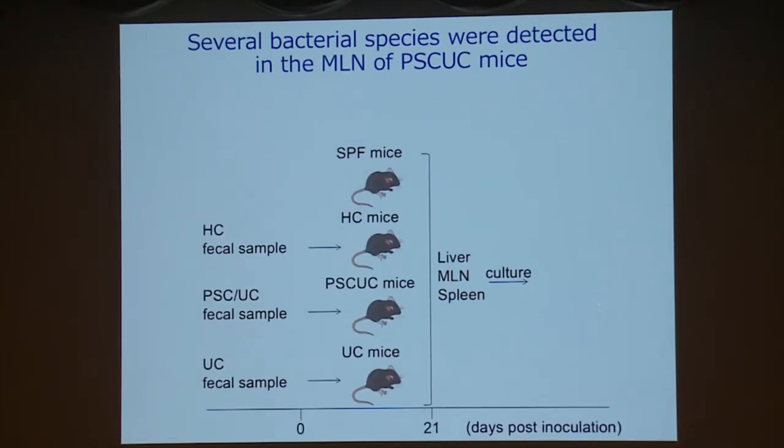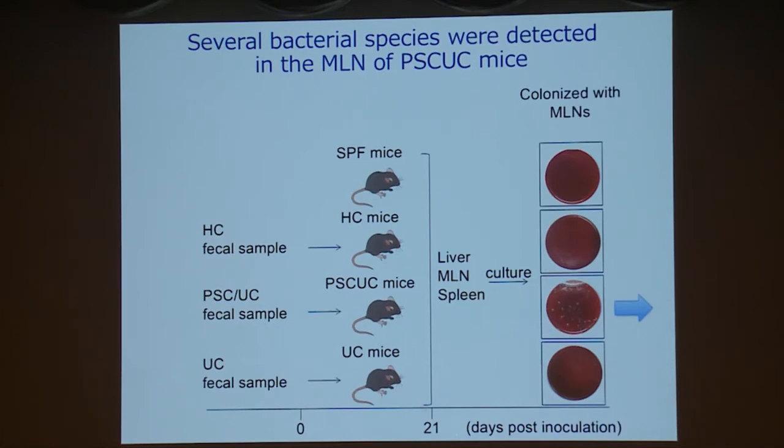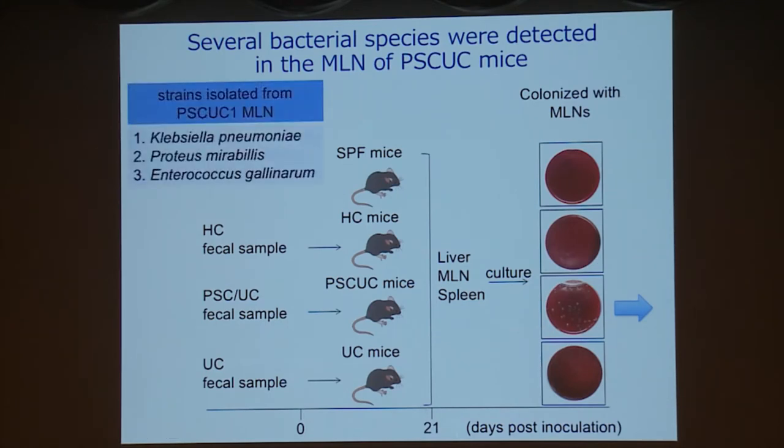So to identify the specific pathobionts responsible for bacterial translocation, livers, mesenteric lymph nodes, and spleens were removed from the gnotobiotic mice in a sterile manner. Of note, we isolated bacterial clones from the mesenteric lymph nodes, but not from livers of PSC mice, while no bacteria could be cloned from any organs of other gnotobiotic mice. We finally identified these bacteria as Klebsiella pneumoniae, Proteus mirabilis, and Enterococcus gallinarum.